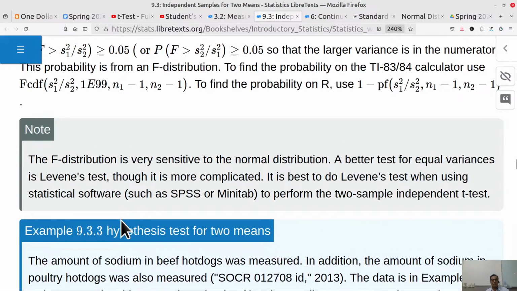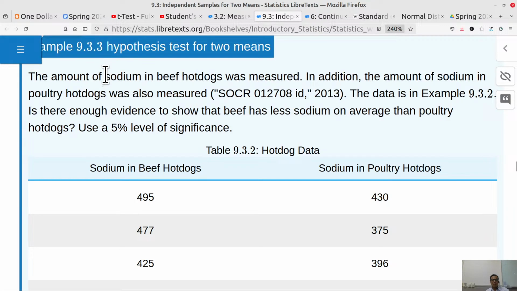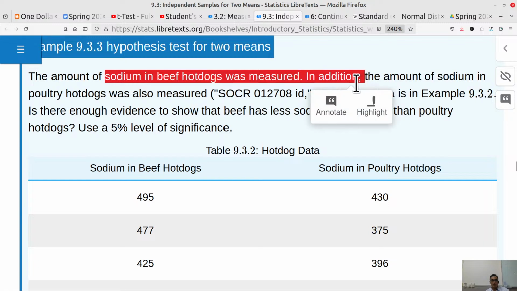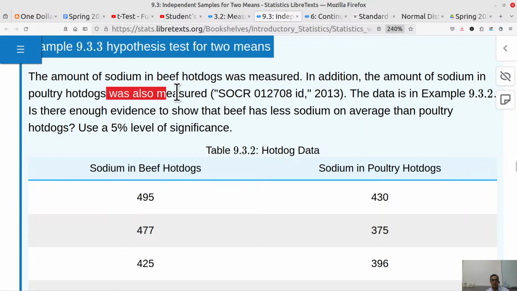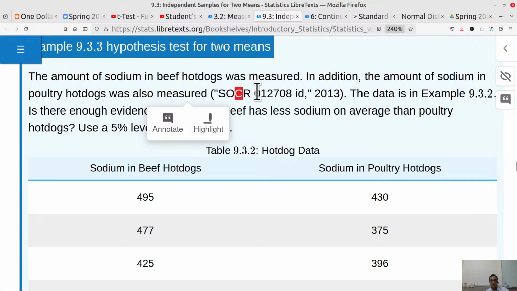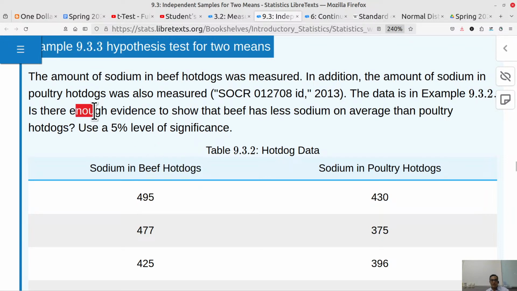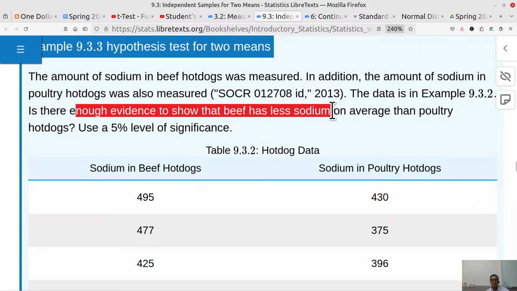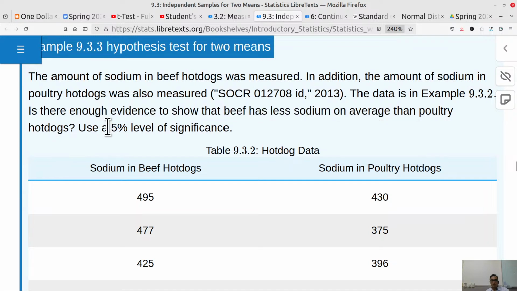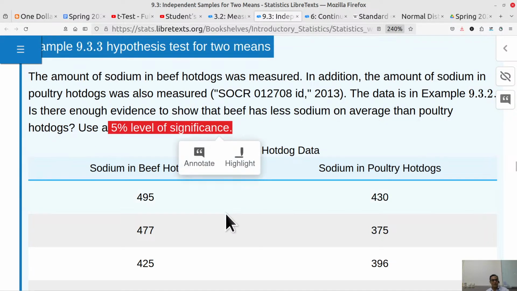Example 9.3.3, hypothesis test for 2 means. And here, the amount of sodium in beef hot dogs was measured. In addition, the amount of sodium in poultry hot dogs was also measured. Okay, and here is the source of the information. The data is in example 9.3.2. The table is here. Is there enough evidence to show that beef has less sodium on average than poultry hot dogs? Use 5% level of significance.